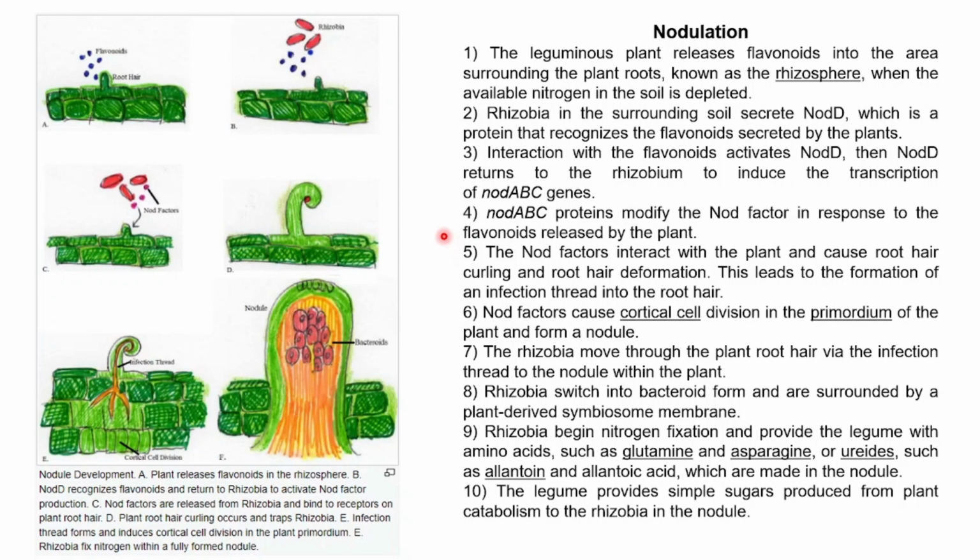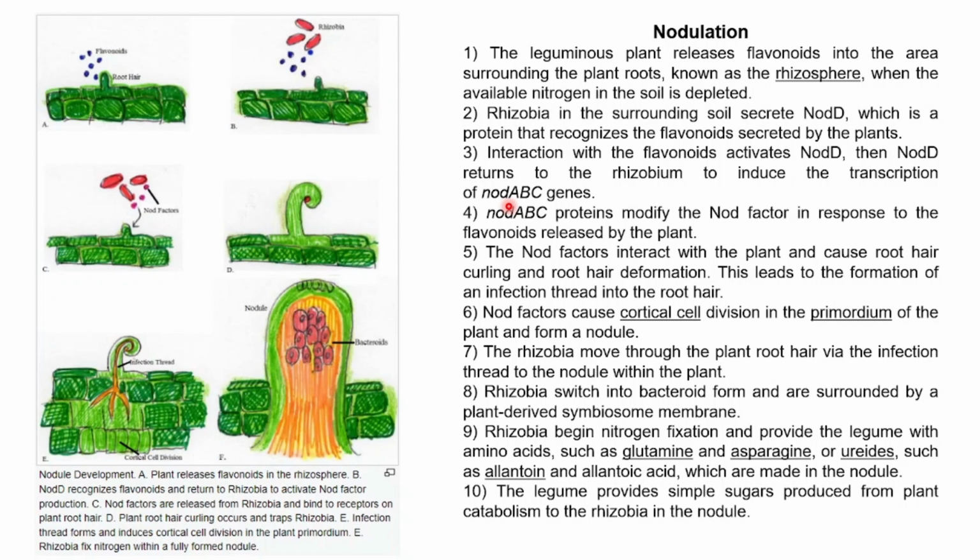NodD will return to the rhizobium, which will finally induce the transcription of the NodABC genes. The NodABC proteins that are formed will modify the Nod factor in response to the flavonoids released by the plant. And the Nod factors will interact with the plant and cause root hair curling and root hair deformation, and this will lead to the formation of an infection thread in the root hair.